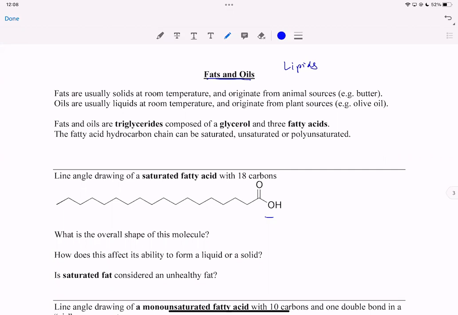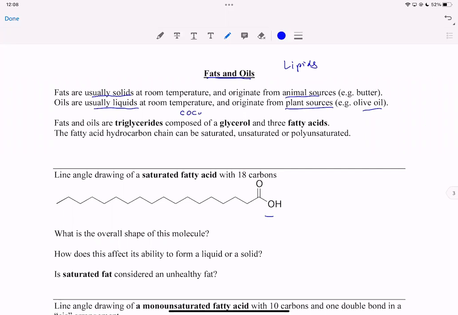So fats are usually going to be solid at room temperature and also originate from animal sources like butter. There's also oils that are usually going to be liquids at room temperature. And they come not from animal sources, but from plant sources. So olive oil is an example. Another example, though, is coconut oil. Have you ever worked with or seen coconut oil?